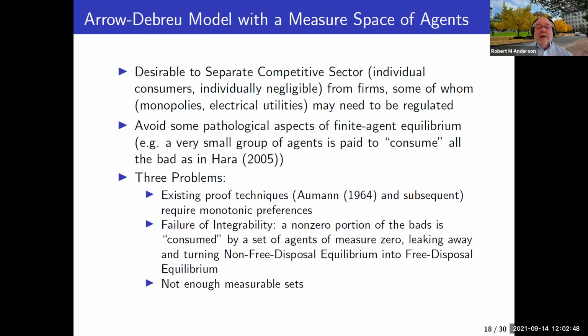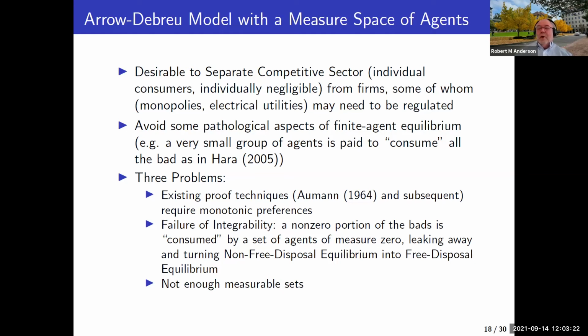Okay. And the second is the failure of integrability. So a non-zero portion of the bads is consumed by a set of agents of measure zero. This is the manifestation in the measure theoretic model of the problem I described earlier in the finite model, in which a very numerically small group of agents ends up consuming all of the CO2 or most of it. And it's either inequitable or infeasible for that to actually happen.